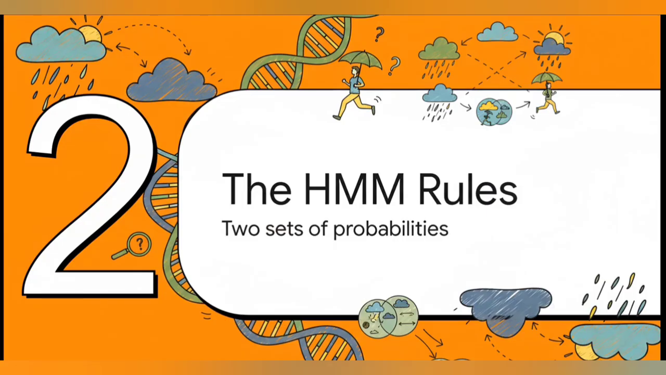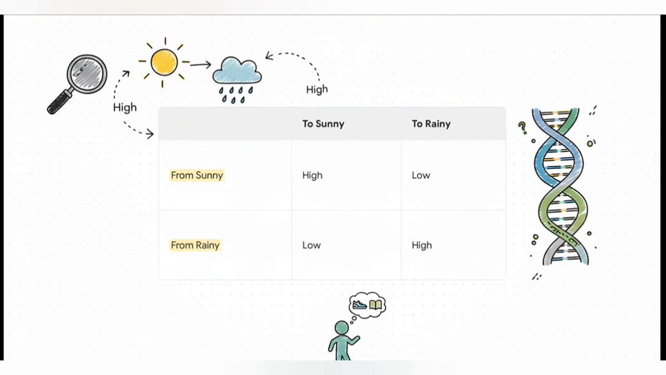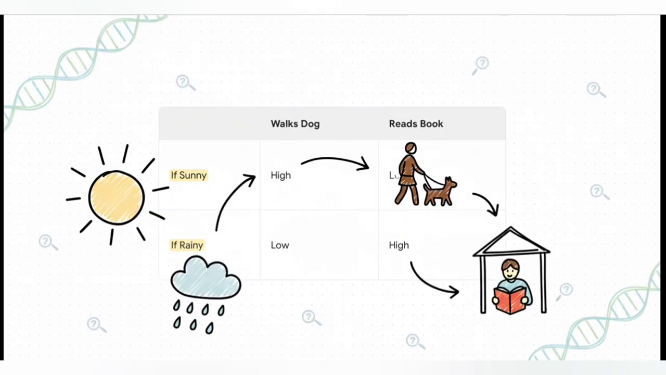So, how does an HMM actually make its predictions? I mean, how can Neha possibly make an educated guess about the weather? Well, she needs a model, and that model is built on two really fundamental sets of rules, or more accurately, probabilities. Okay, rule number one is all about how the hidden state changes over time. We call this a transition probability. In our story, it basically just means that weather is kind of predictable. If it's sunny today, there's a really high chance it's going to be sunny again tomorrow. This is the first key piece of the puzzle. The system has a memory. Today's weather influences tomorrow's.